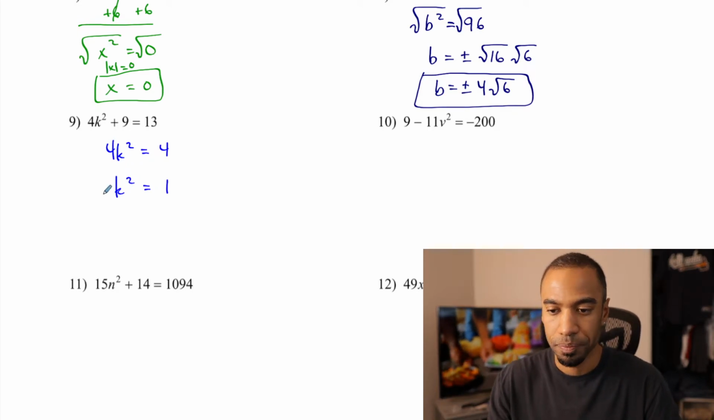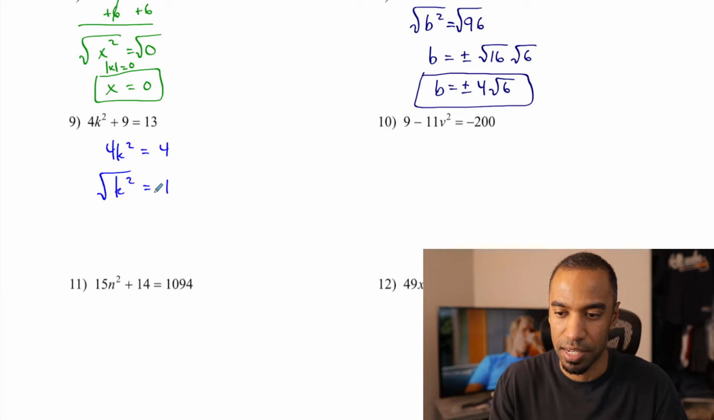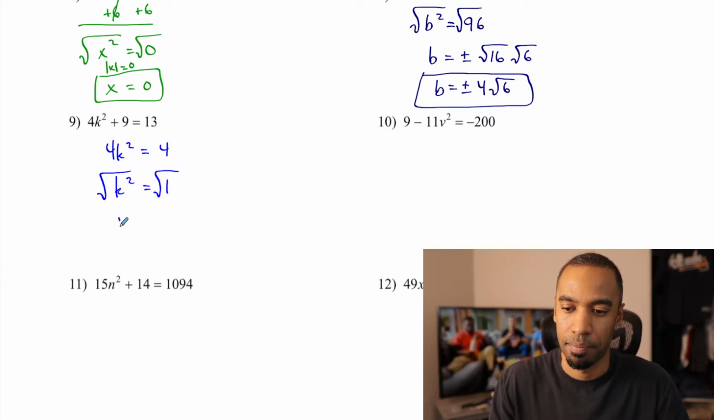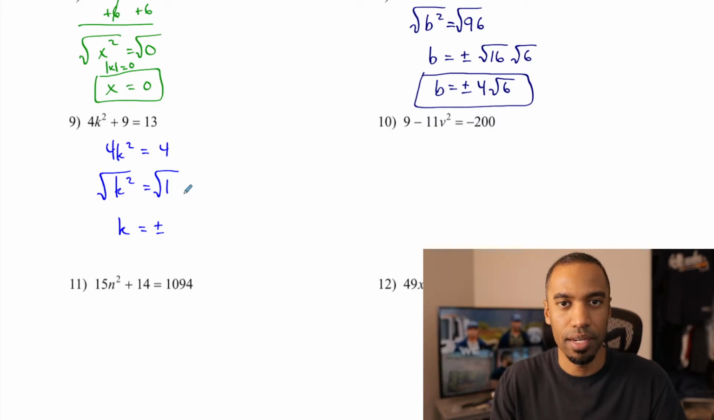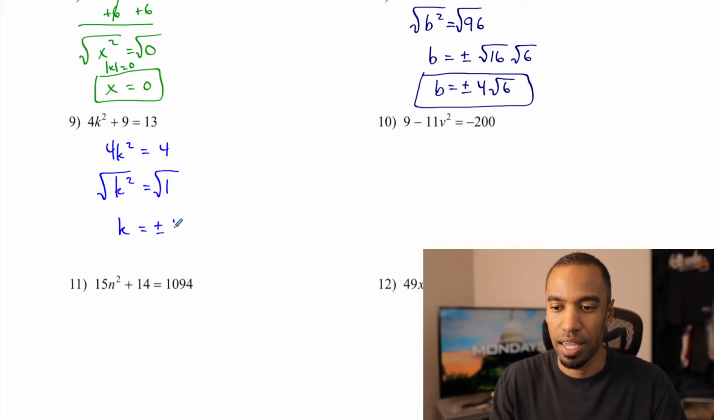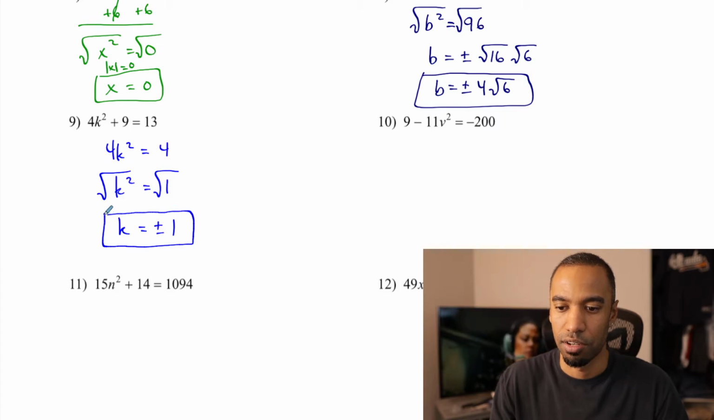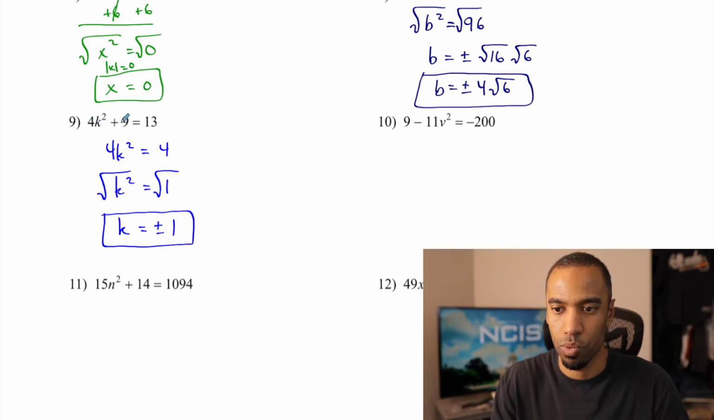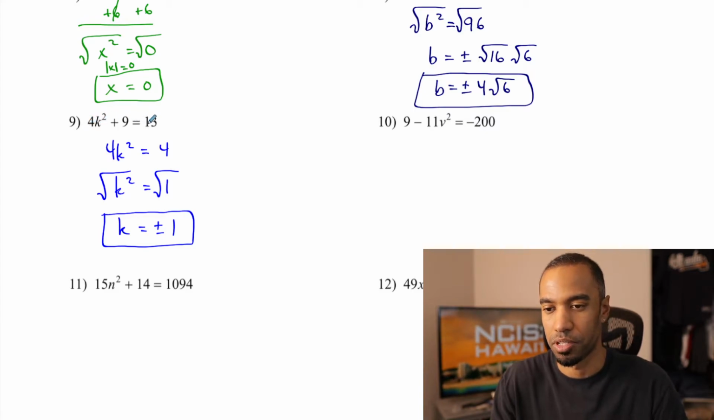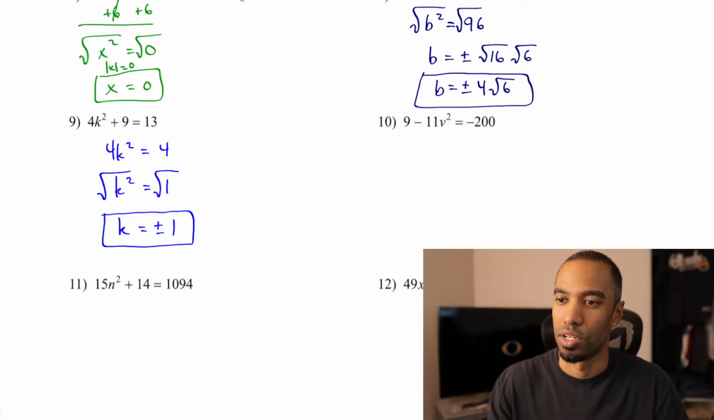Move everything else over. So let's take the square root of both sides now, and we get k equals plus or minus. And 1 is a perfect square, even though I didn't list it. The square root of 1 is 1. So positive or negative 1 goes into here. And always check these things. 4 times 1 squared plus 9 and 4 times negative 1 squared plus 9. You still get 4 plus 9, which is 13.